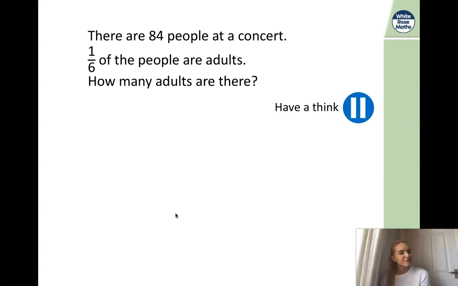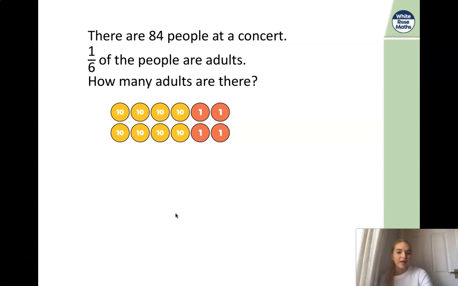Did you think of a different concrete material that we could use to work this out? How about using place value counters? So we know there are 84 people at a concert. So we can use that by representing 84 as 8 10s and 4 1s, just like we did with the base 10, but we can use the place value counters now.